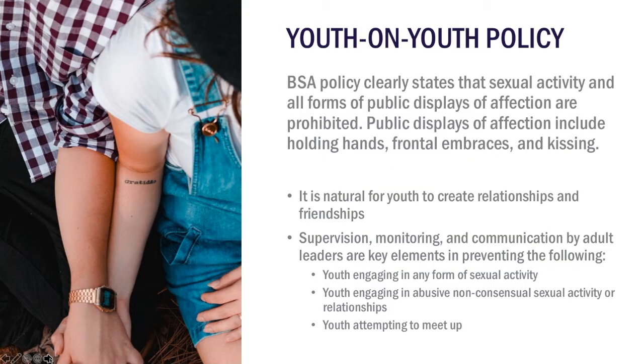Youth on youth policy. BSA policy clearly states that sexual activity and all forms of public displays of affection are prohibited. Public displays of affection include holding hands, frontal embraces, and kisses. It is natural for youth to create relationships and friendships. Supervision, though, and monitoring and communication by adult leaders are key elements to preventing the following: youth engaging in any form of sexual activity, youth engaging in abusive or non-consensual sexual activity in relationships, youth attempting to meet up.